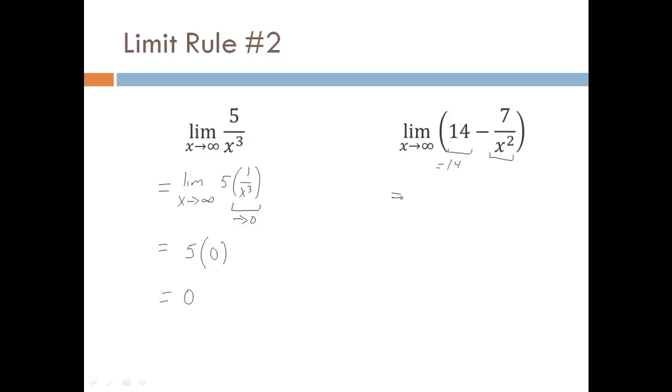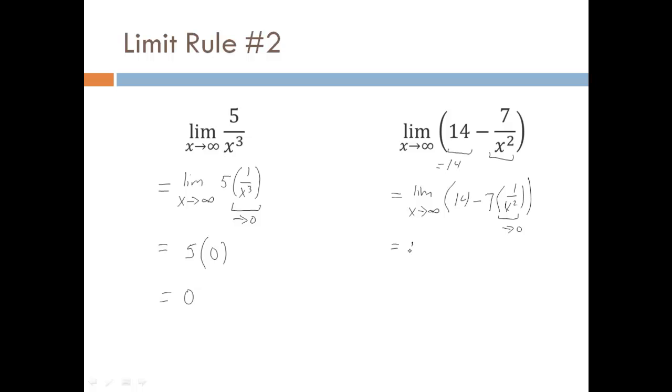So what we can do is rewrite that the same way we did over here. We have the limit as x approaches infinity of 14 minus, well, I want it to look like 1 over x squared. So we can pull that 7 out front, and we'll have 1 over x squared. And again, I know the 14 is just a constant. There's no x, so it will not be affected by x going to infinity. Same thing with the 7. So only this 1 over x squared will go to 0.